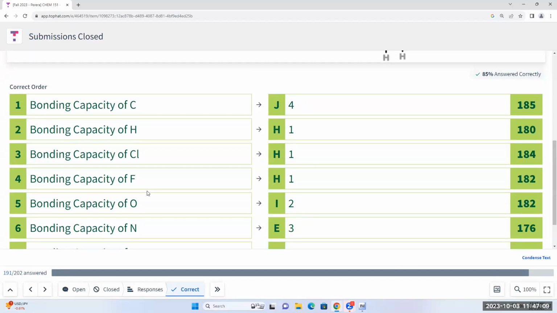Now, you need to know, let me repeat, you need to know the common bonding capacities of elements. Now, does that mean that you want to memorize this? No, I don't think so. I don't want you to memorize anything here. I want you to know it.